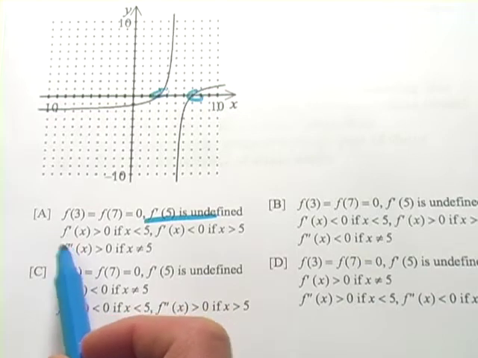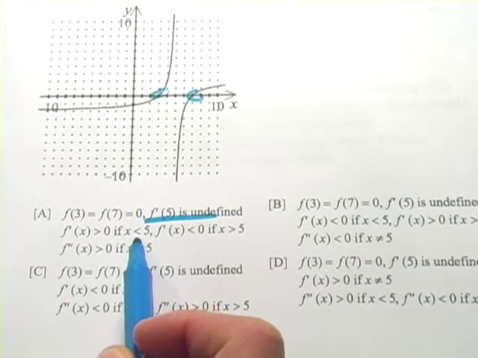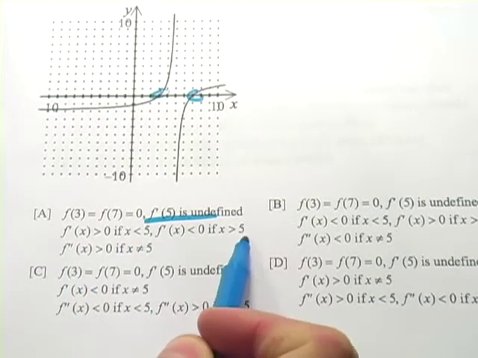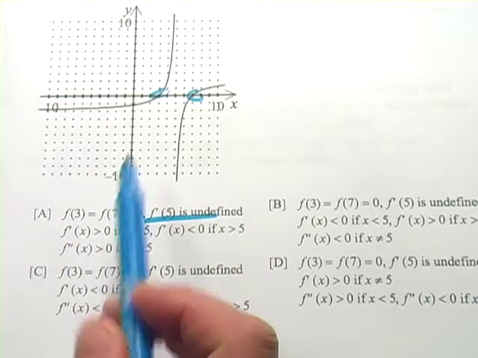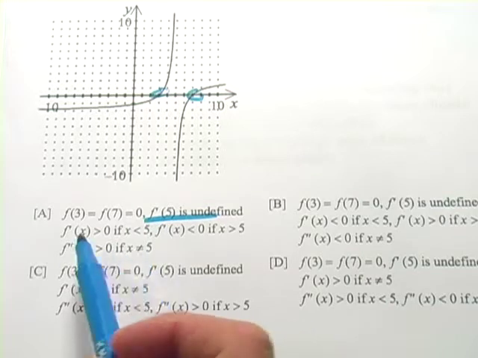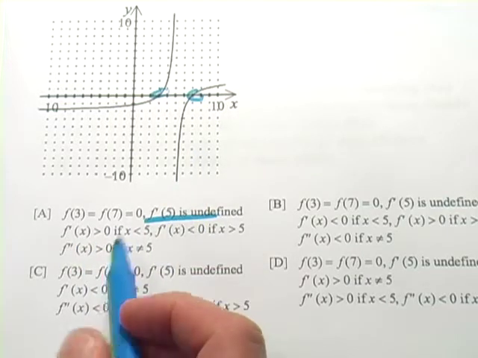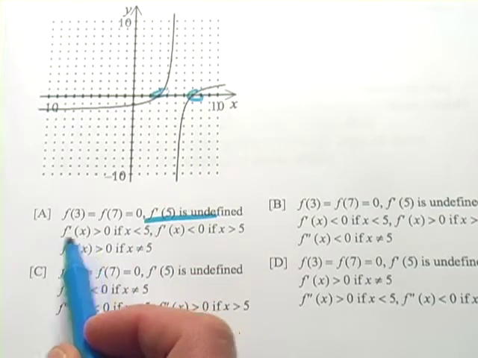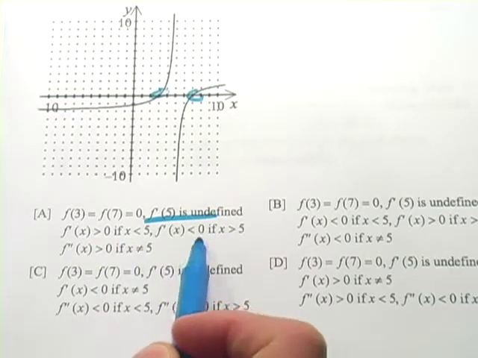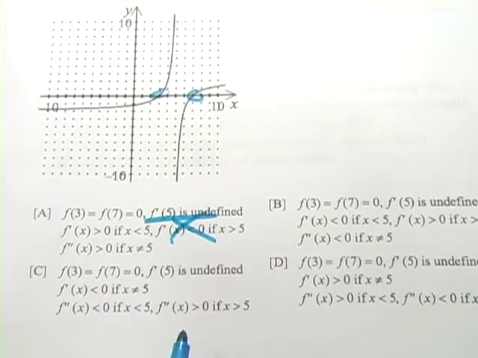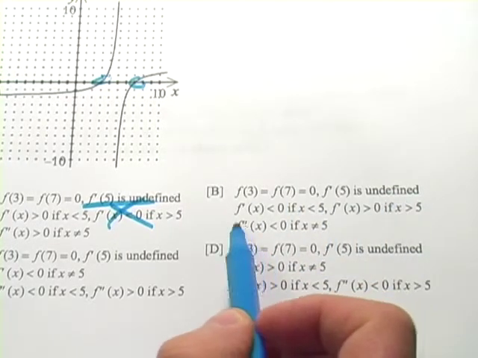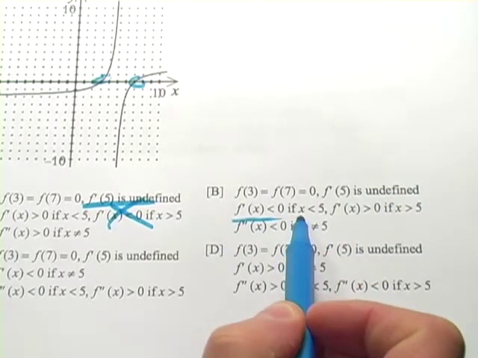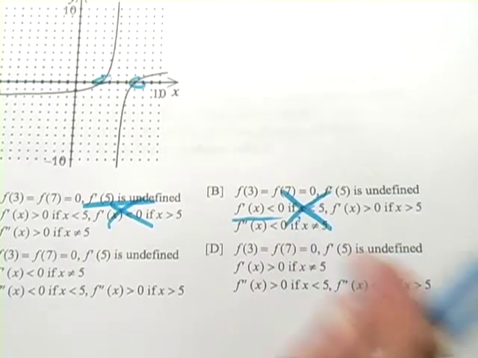And then it says f prime of x is greater than 0 if x is less than 5, but less than 0 if x is greater than 5. What the first derivative tells us is whether the function is increasing or decreasing. We've said it's increasing along its whole length, so it should be greater than 0. The derivative should always be greater than 0, not less than 0. So that doesn't work. Let's look at B. That first line is the same. Here they're talking about the derivative being less than 0. That's not going to work.